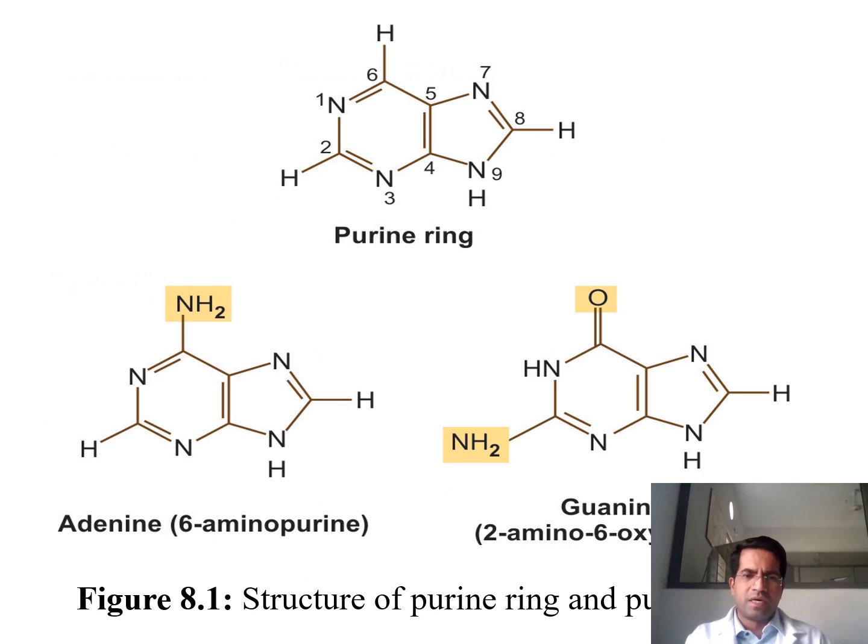Say this is the structure of the basic purine ring, and adenine is nothing but 6-amino purine, and guanine is nothing but 2-amino-6-oxo purine. So this is the basic structure of the purine and pyrimidine ring. This is only for your understanding. You need not practice or memorize any of these structures.